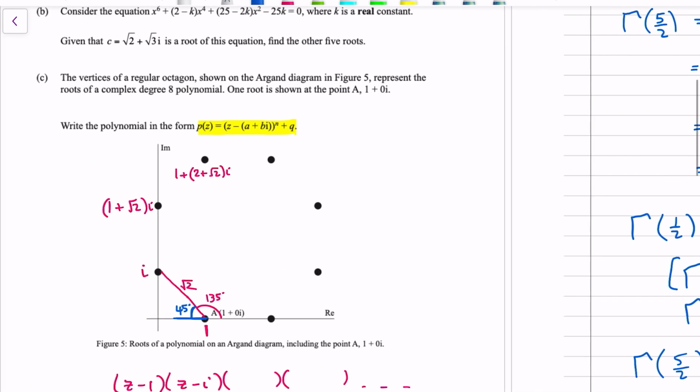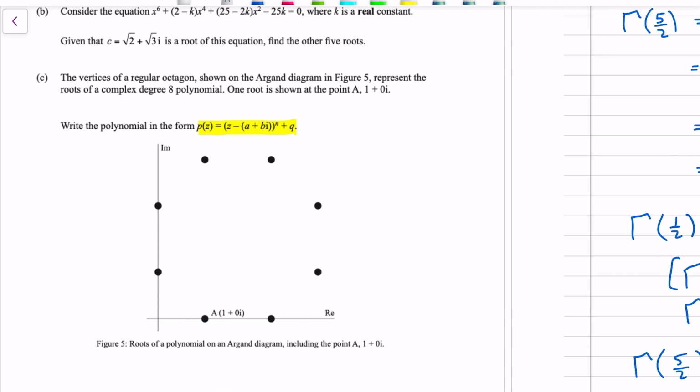So let's just go back to this diagram. And let's first up think about what z to the 8 equals. Let's just pick a nice number. z to the 8 equals 256. If I had this, there would be a real solution of 2.